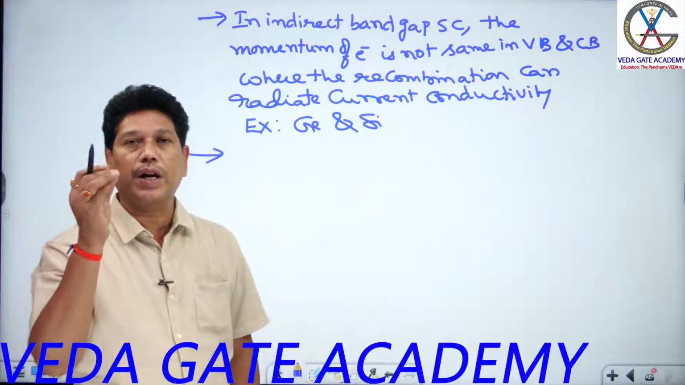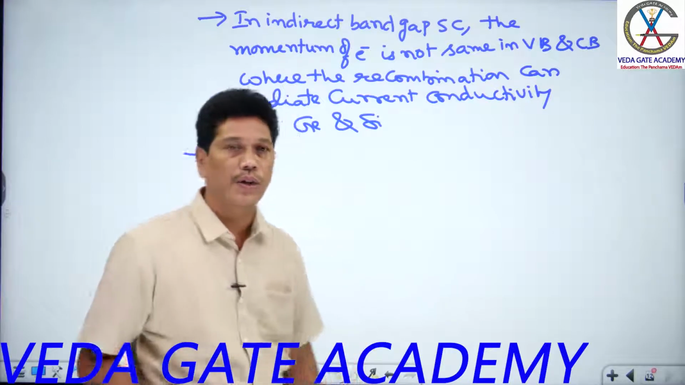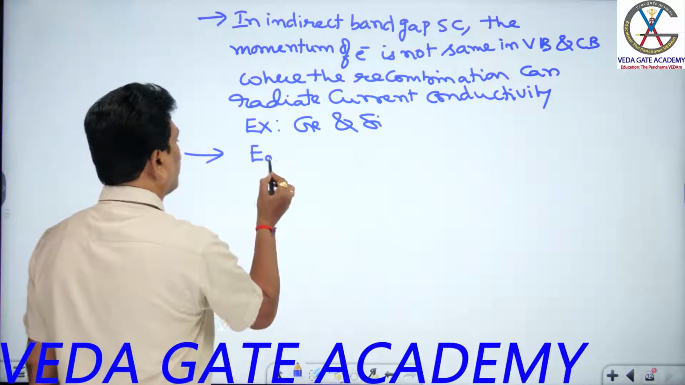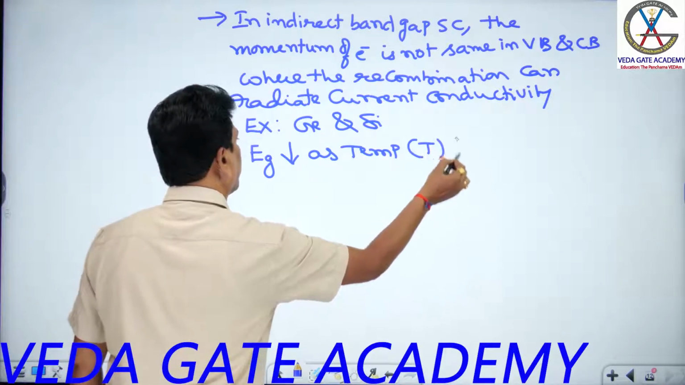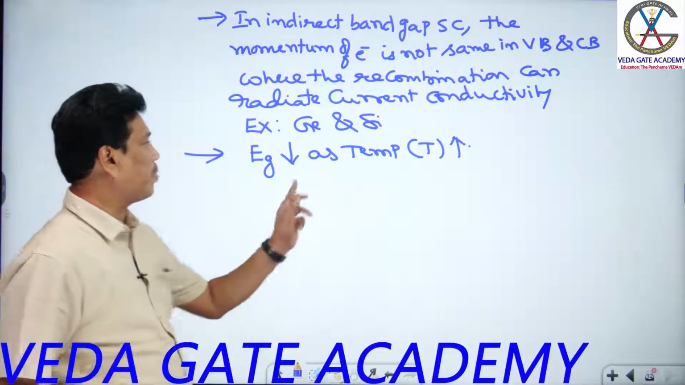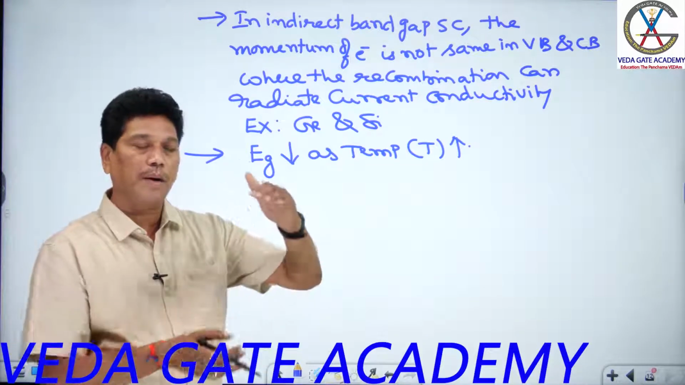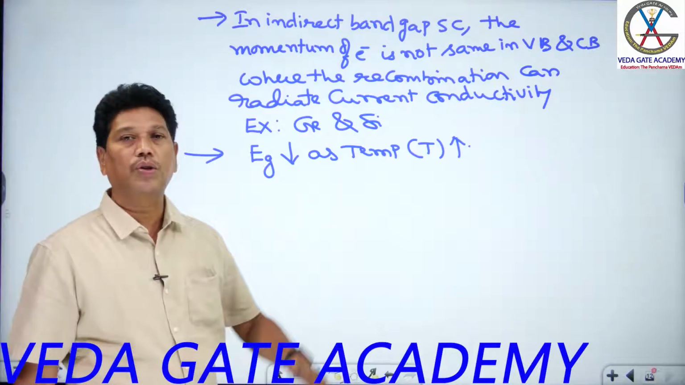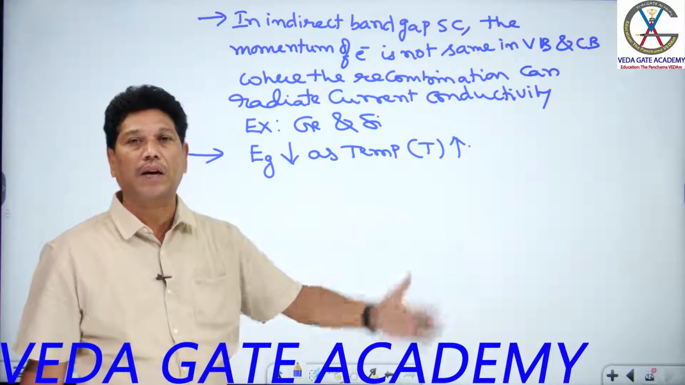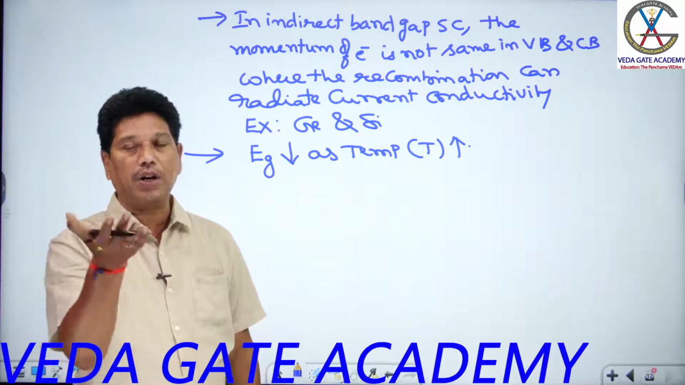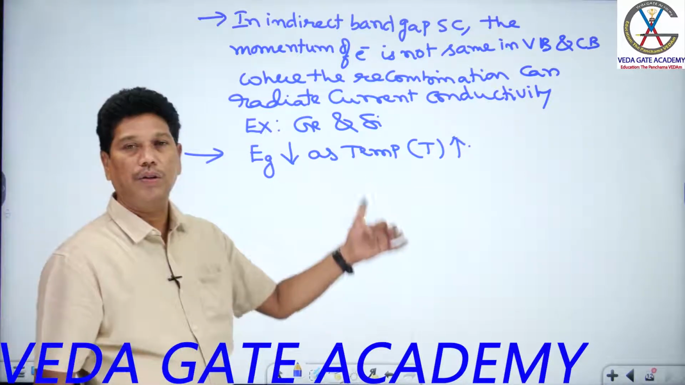One more important thing in semiconductors, students: the energy gap of a semiconductor decreases as temperature increases. Energy gap decreasing means the energy required for electrons to jump into the conduction band decreases, so the conductivity increases. As temperature increases, the required energy to make the electron free decreases, so the conductivity automatically increases, students, right? That's the importance of this.